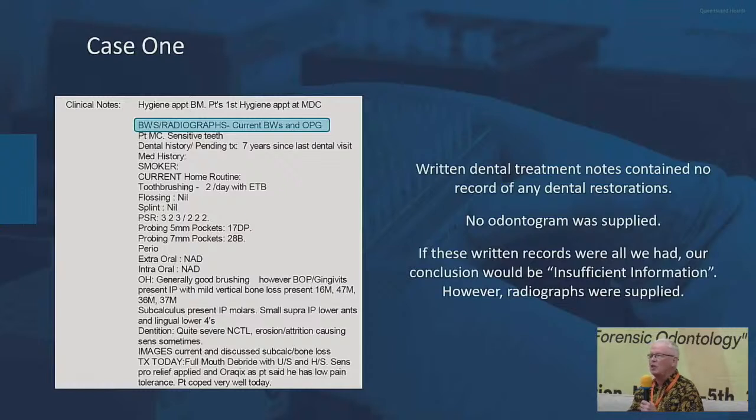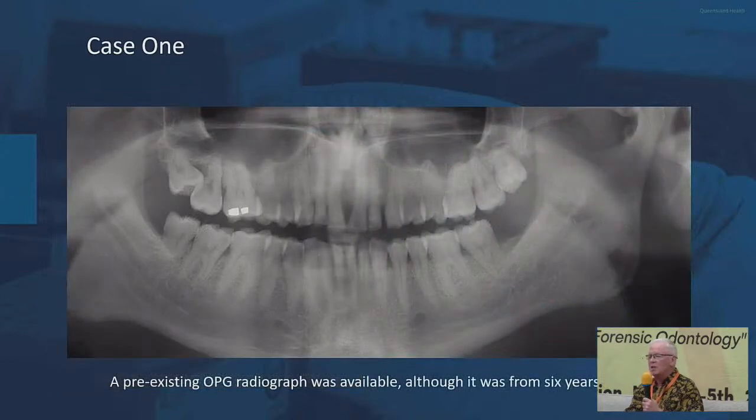We were actually able to go back to the practice, get them to research, and they found us the X-rays that are listed there. Those are an OPG and some bite wings. This is the OPG that we got. Now that OPG is several years old, it's 6 years old, and you'll notice that the only restorations that are visible on it are 2 pit amalgam restorations in tooth 1-6.